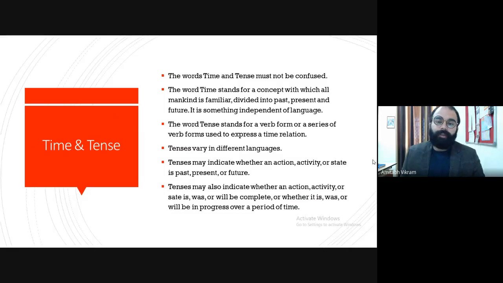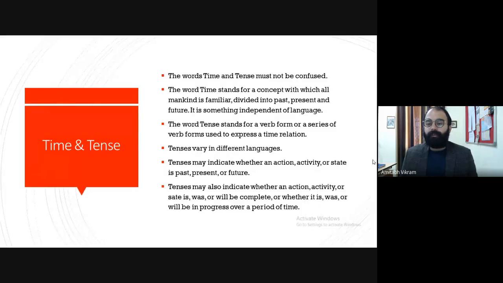Now, very often we treat tense and time as synonymous, but that is not the case. These are two different words which are associated with two different concepts. So we should not confuse tense with time. Time is a continuum, but tense is a linguistic unit. So we use tense to represent time.